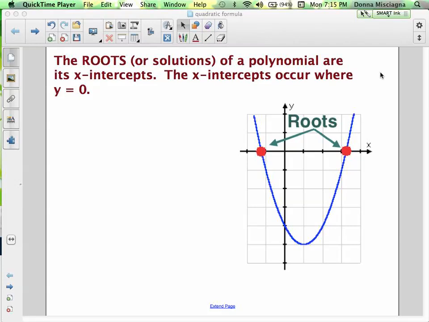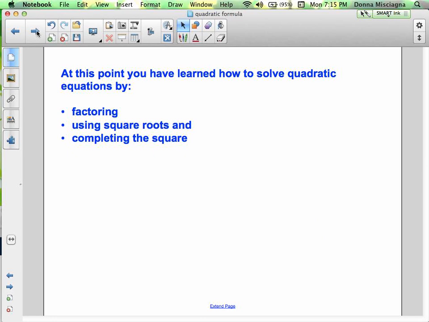The roots or solutions of a polynomial are its x-intercepts. The x-intercepts occur where y equals 0, and that's why we set our quadratic equation equal to 0 when we're solving. At this point, you have learned how to solve quadratic equations by factoring, using square roots, and completing the square.